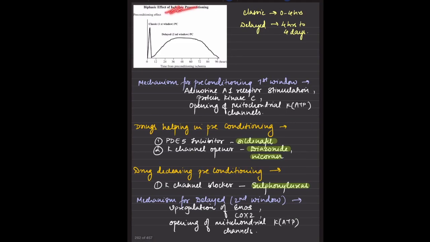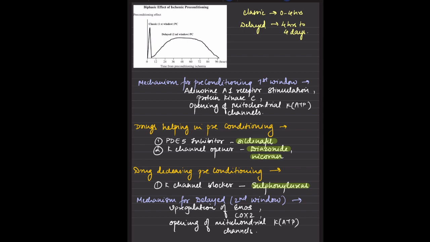So there is a biphasic effect of ischemic preconditioning. So we have this classic and delayed, 0 to 4 hours and 4 hours to 4 days. What is the mechanism of the preconditioning? The first window, there is adenosine A1 receptor, there is protein kinase C, there is opening of the mitochondrial potassium channels. Now, what are the drugs which are actually helping in the preconditioning? That is the phosphodiesterase 5 inhibitor, sildenafil, potassium channel opener, that is diazoxide and nicorandil. Drugs which are decreasing the preconditioning, that is the potassium channel blockers, sulfonylureas.